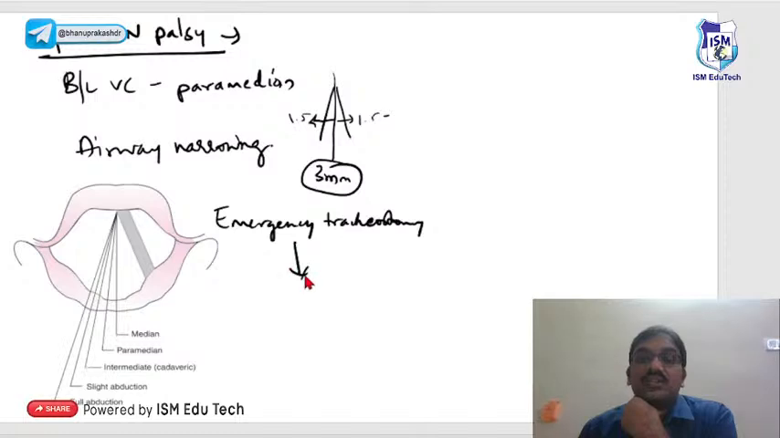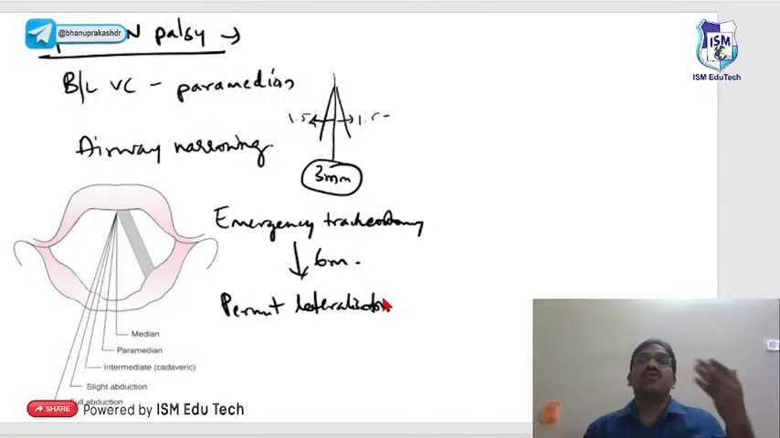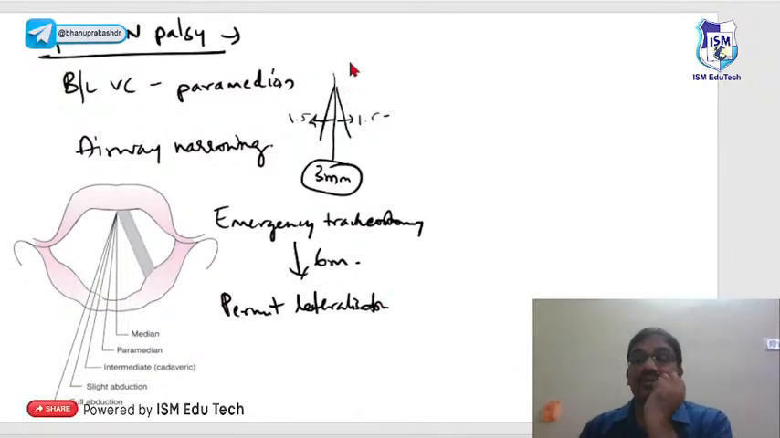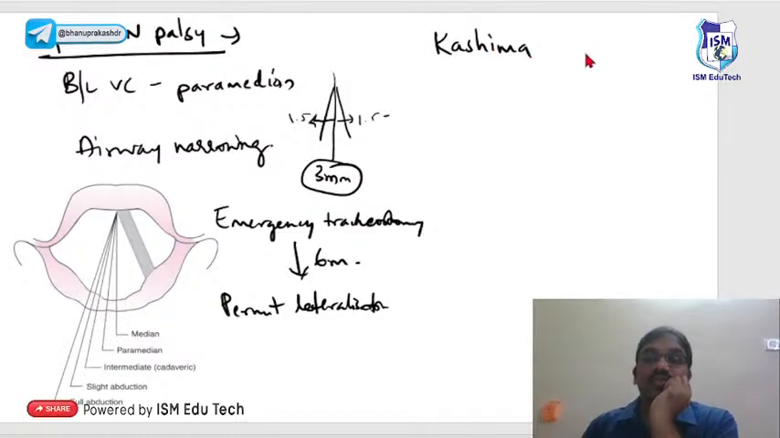And after 6 months, if the condition is still not resolved, you have to go for a permanent lateralization procedure. If the vocal cord is lateralized, you will do a medialization procedure; if the vocal cord is medialized, you will do a lateralization procedure. So a permanent lateralization procedure should be planned, of which one is Kashima's procedure. Kashima procedure means posterior transverse chordotomy.